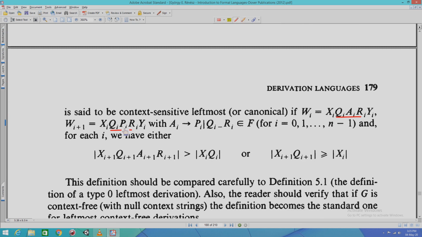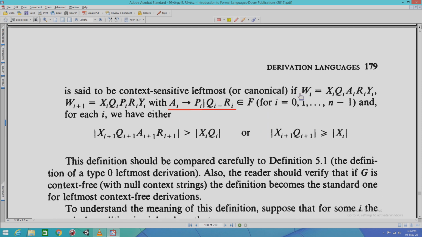So Wi+1 is obtained by simply replacing A with P, because we have the production rule Q1AR replaces Q1PR. So Wi is this, and after making a derivation, A will be replaced with P. This string will become Xi, which will be unchanged. Qi and Ri are the left context and right context. They are also unchanged. A is replaced with P.